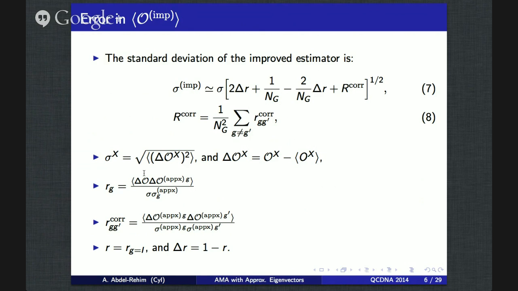As long as these correlations are close to 1, then what you get is... I'm sorry, the small r has to be close to 1, and the capital R has to be close to 0. Simply stated, your approximate operator or correlation function has to be very close to the original one that you started with, even after you introduce this approximation, and the correlation between the different measurements should be as small as possible.